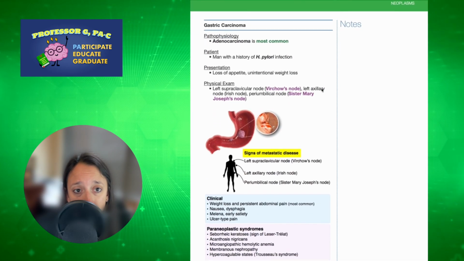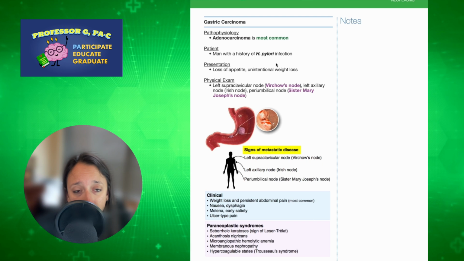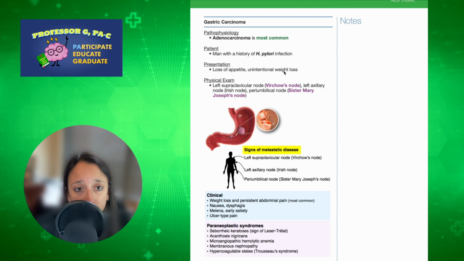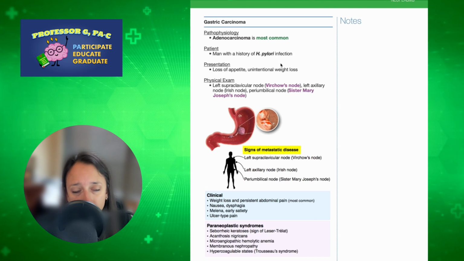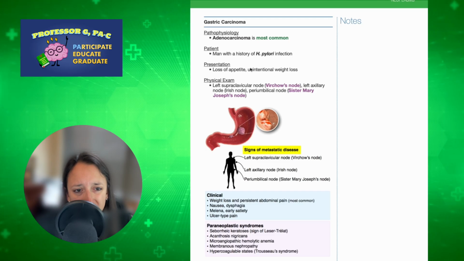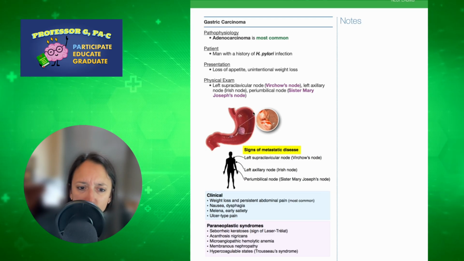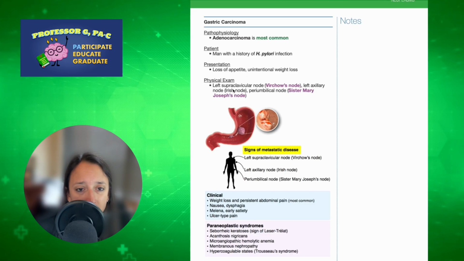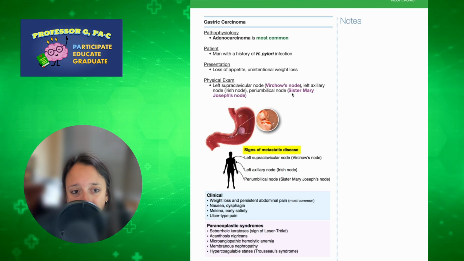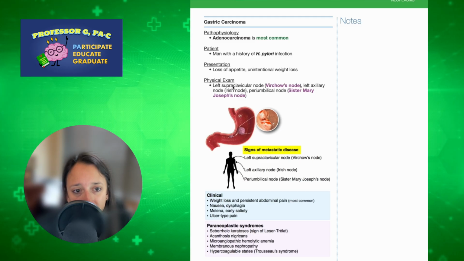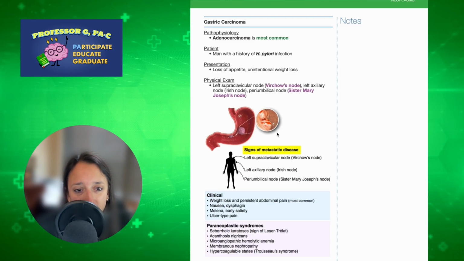Gastric carcinoma. Adenocarcinoma is the most common type of gastric cancer. H. pylori is the most common history that we'll see with it, and it takes a while for a gastric cancer to show itself. One other thing you might look for is the periumbilical node, also called a Sister Mary Joseph node, or a Virchow's node that you can see in the left supraclavicular area. Look for that as well.